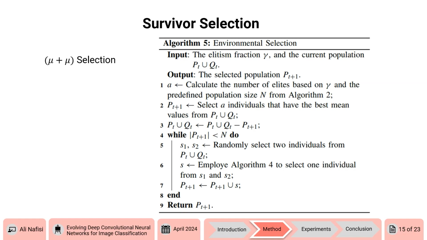So we choose some of the individuals by their accuracy, but for the rest of them, in this while loop, we randomly choose two of them from the population plus the offsprings, and we pass them into the binary selection operator that will return the one which is better, and we will add it to the final population that we will return for the next generation. That's the survivor selection algorithm.